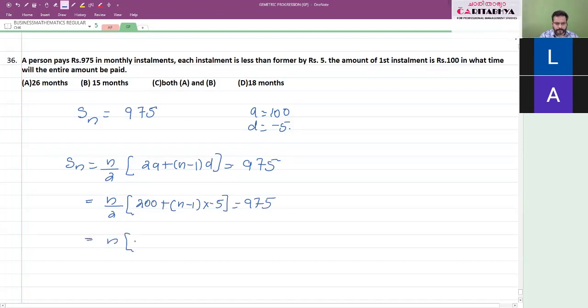n into 200 plus (n minus 1) into -5 is equal to 1950. So this can be written as 200n minus 5n square plus 5n is equal to 1950.